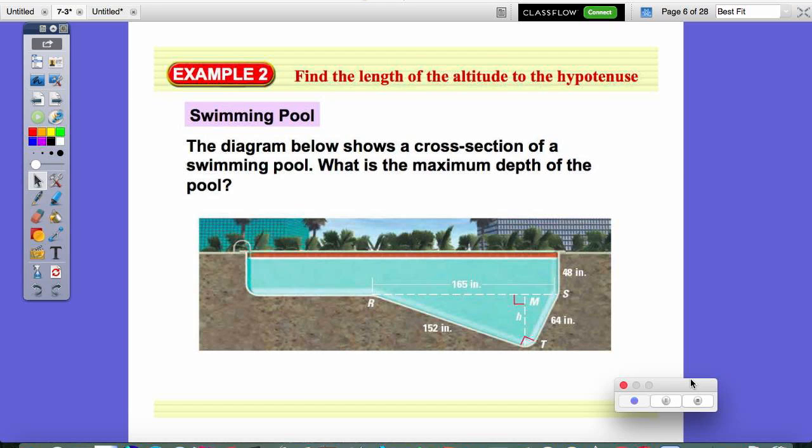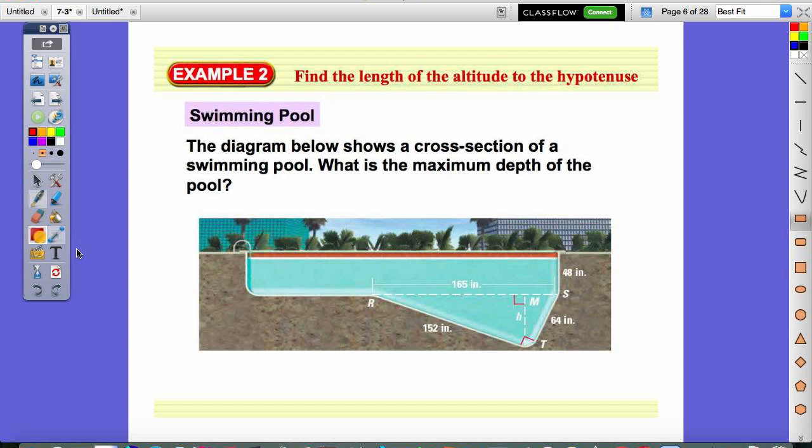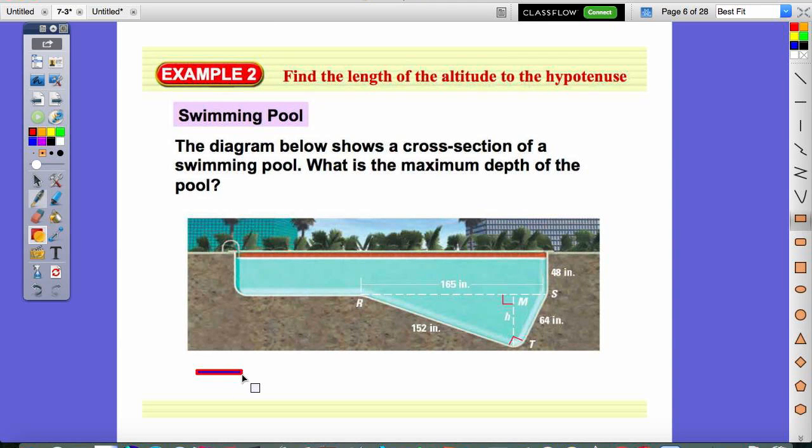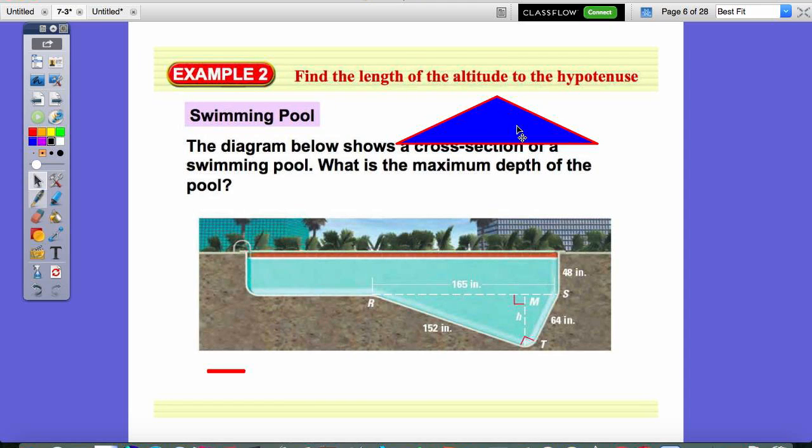So here we have a swimming pool, and you can see the swimming pool has this wedge shape down at the bottom where the deep end is. And the deep end actually creates a 90-degree angle. So you have this first deep end, and I'm going to orientate it. That's not what I want. A triangle. And I'm going to orientate it to how you view it. So this.